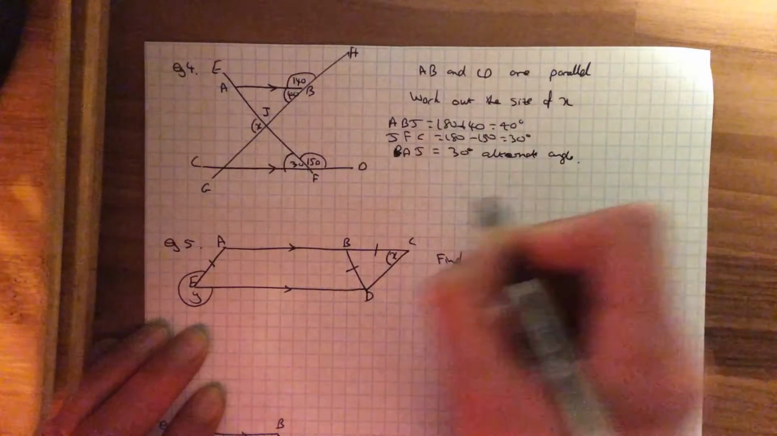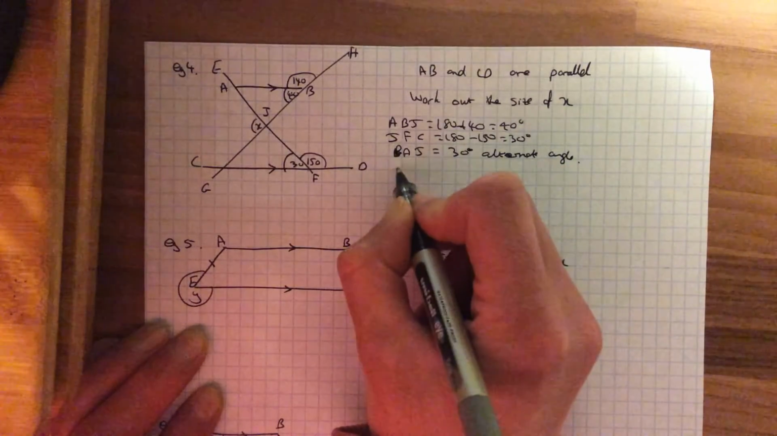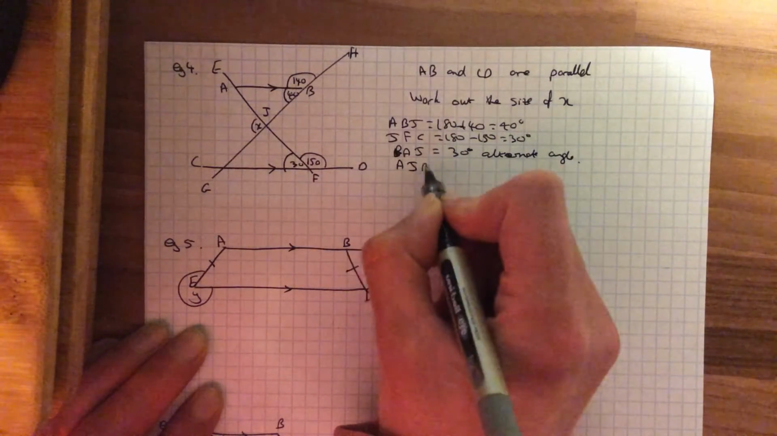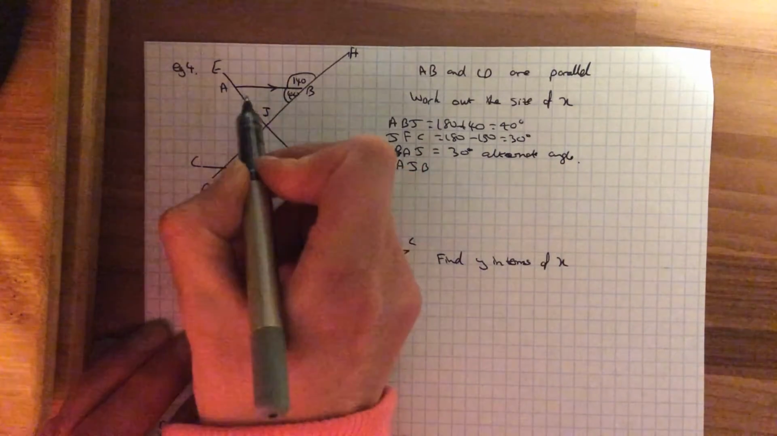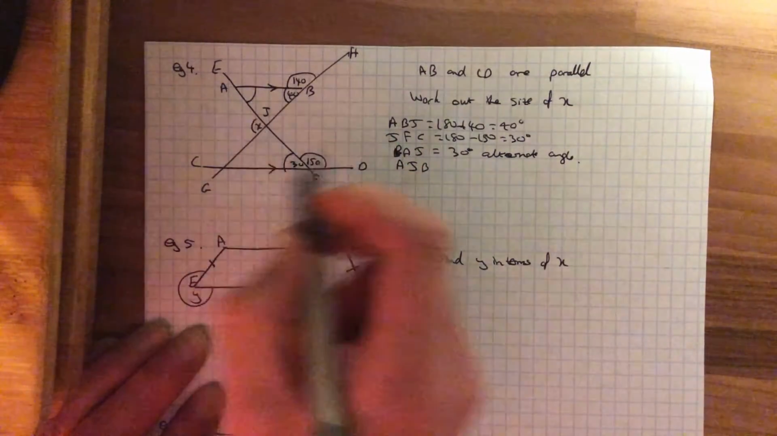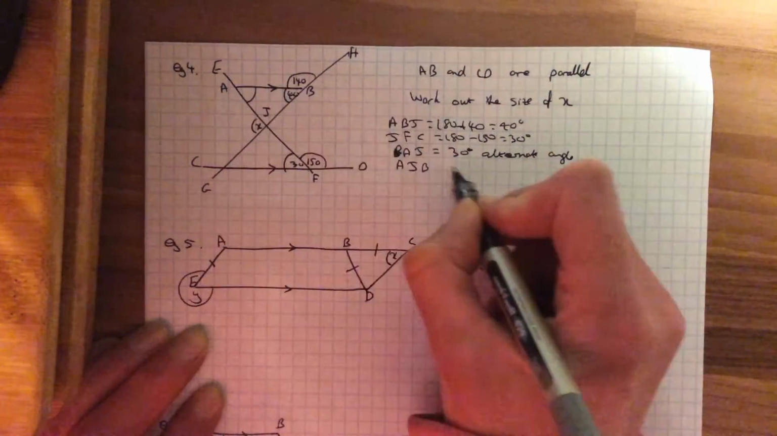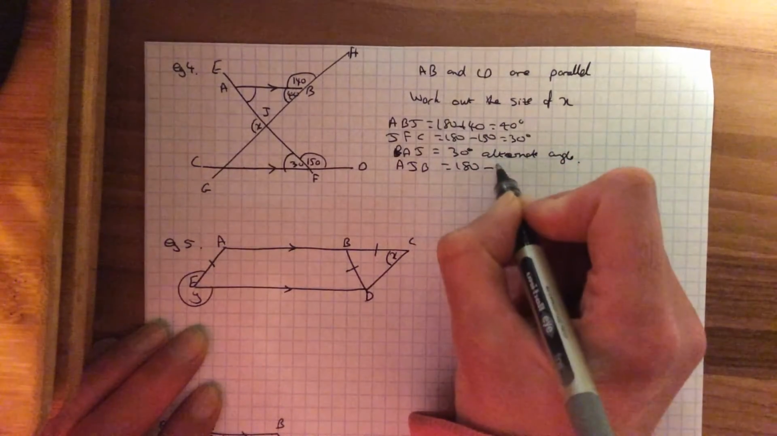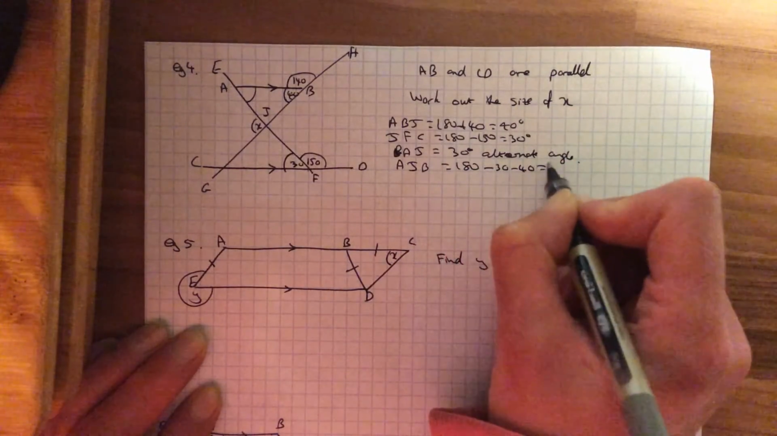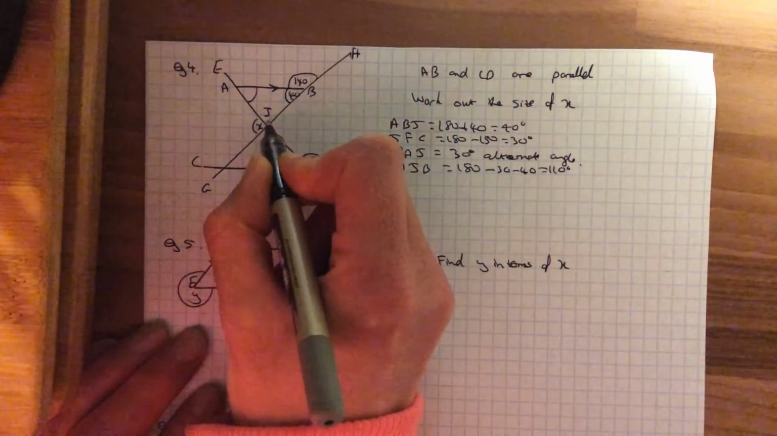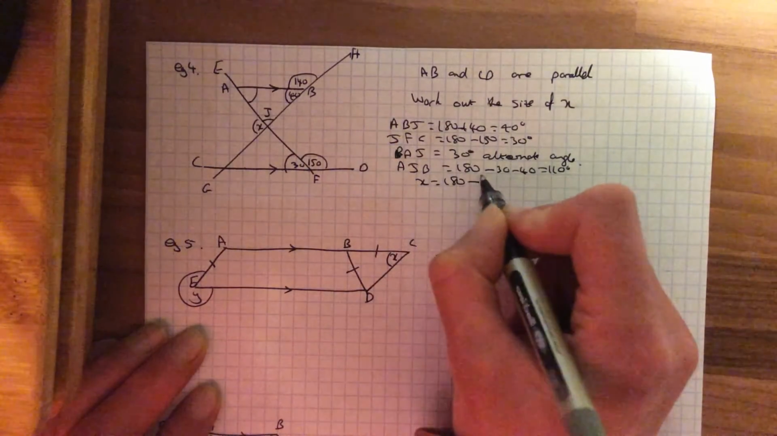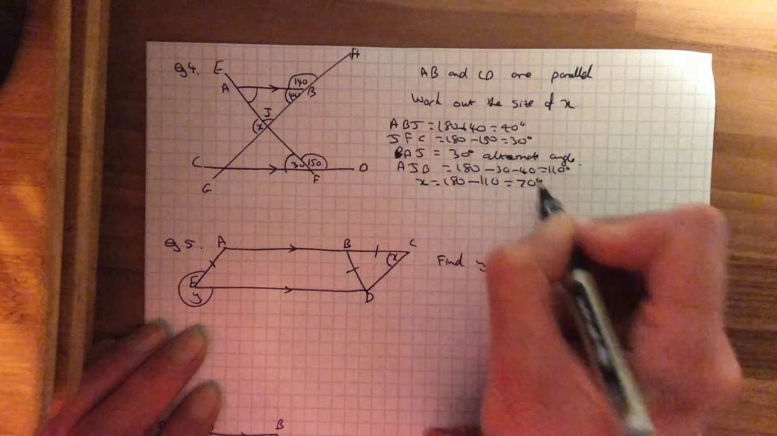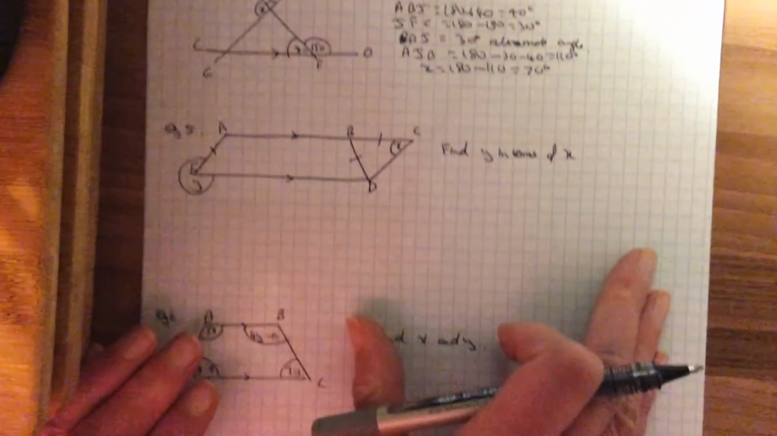Next angle I'm going to look at now is AJB. So I have this one worked out. It's 30 degrees. So you can see the triangle in there. So it's 180 minus 30 minus 40, which is 110 degrees. If I now know this one, to work out x is really simple. 180 minus 110, 70 degrees. Example 5.